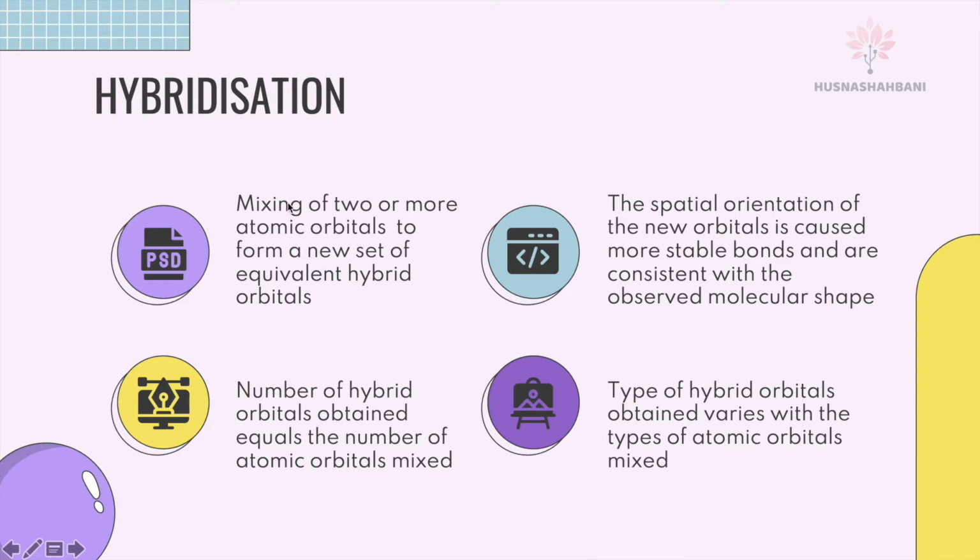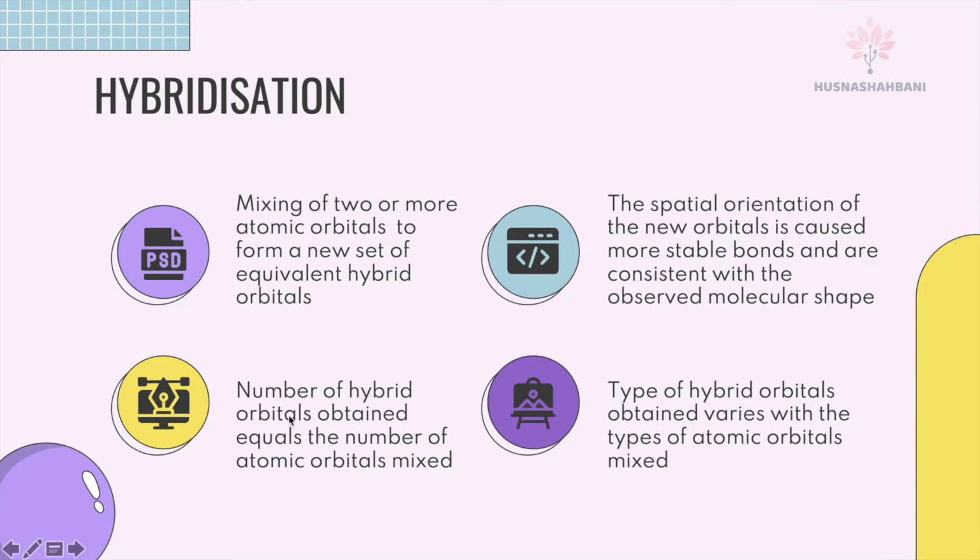Hybridization is the mixing of two or more atomic orbitals to form a new set of equivalent hybrid orbitals. It means you're mixing different atomic orbitals. For example, you're mixing orbital s and orbital p, and it will form a new set. That new set is called hybrid orbitals. Not s, not p. It's another name.